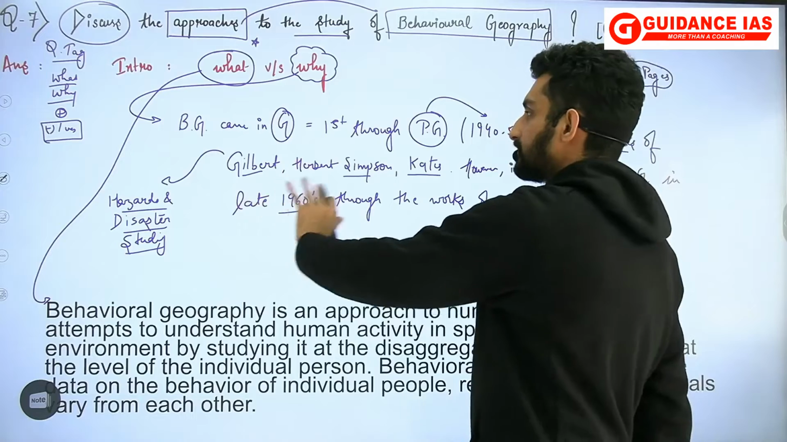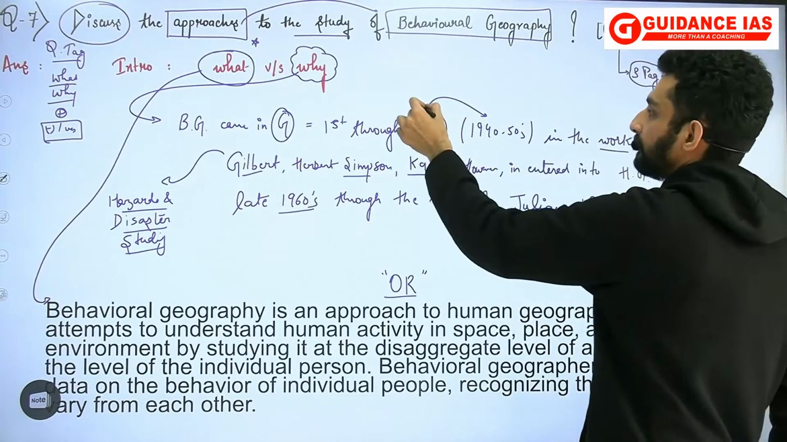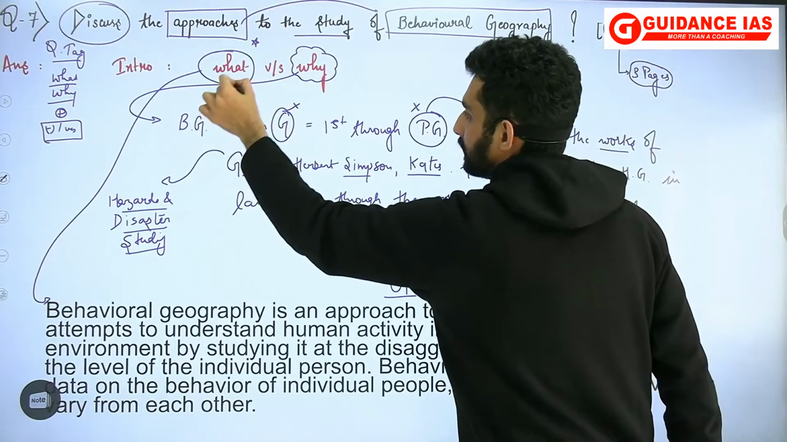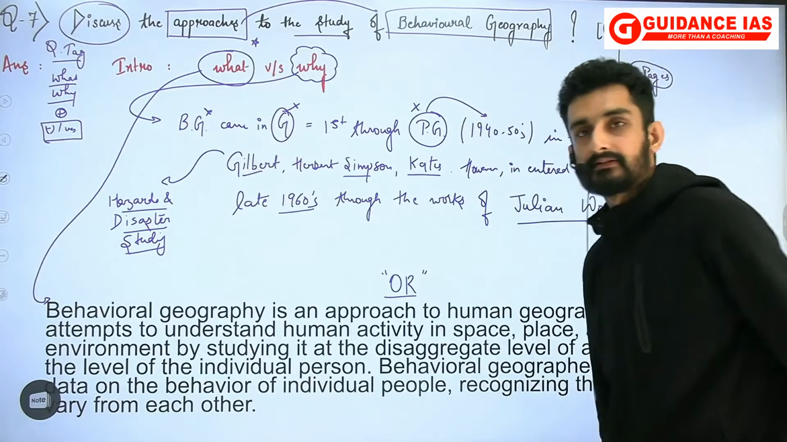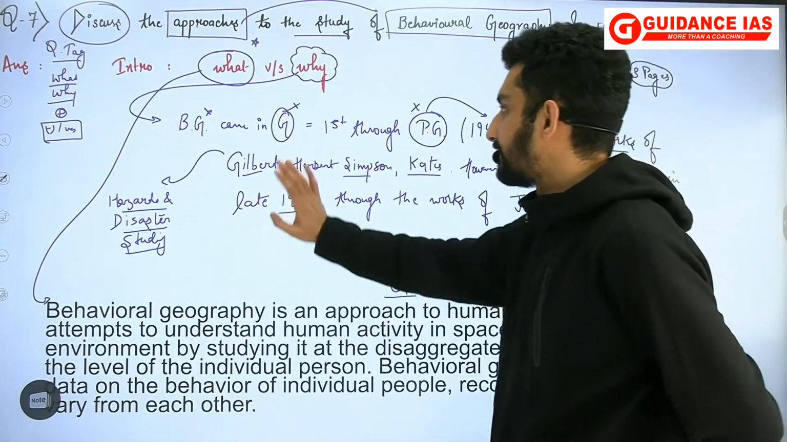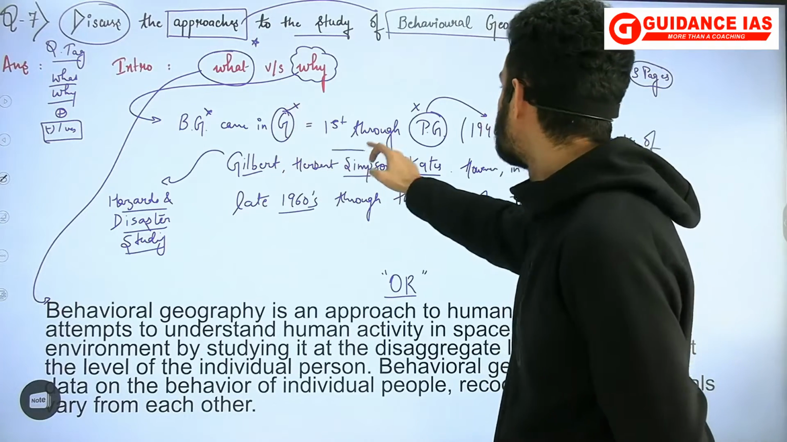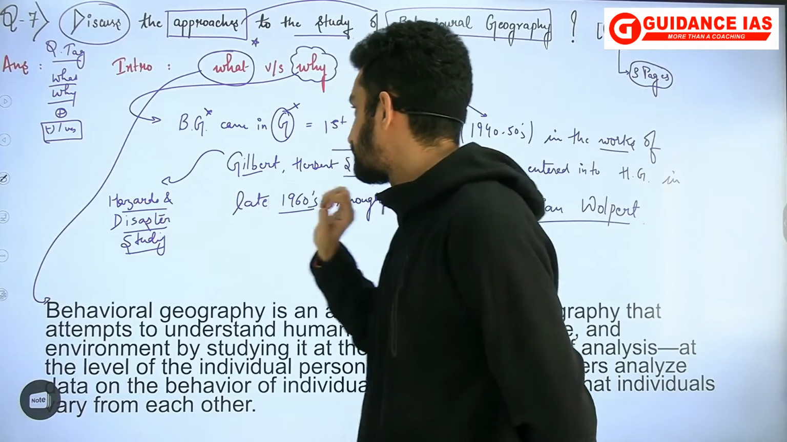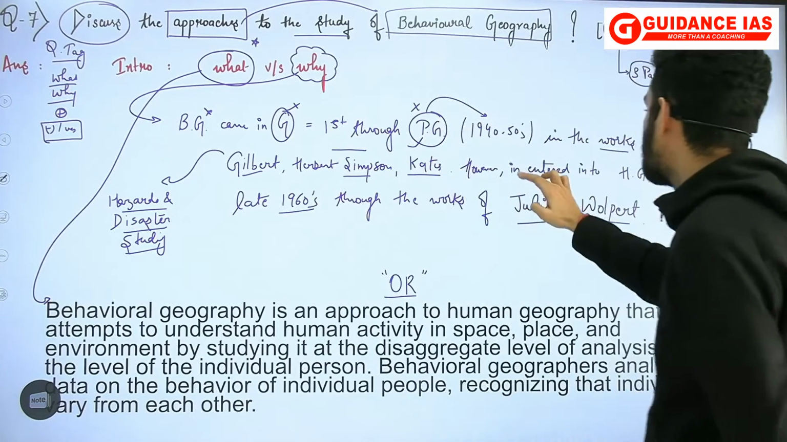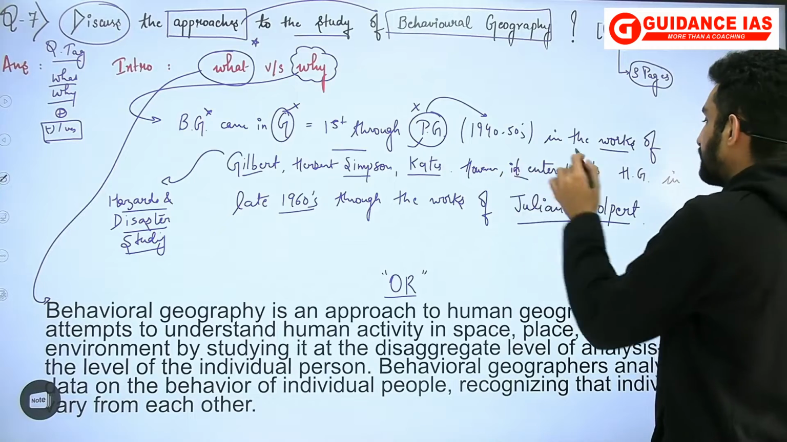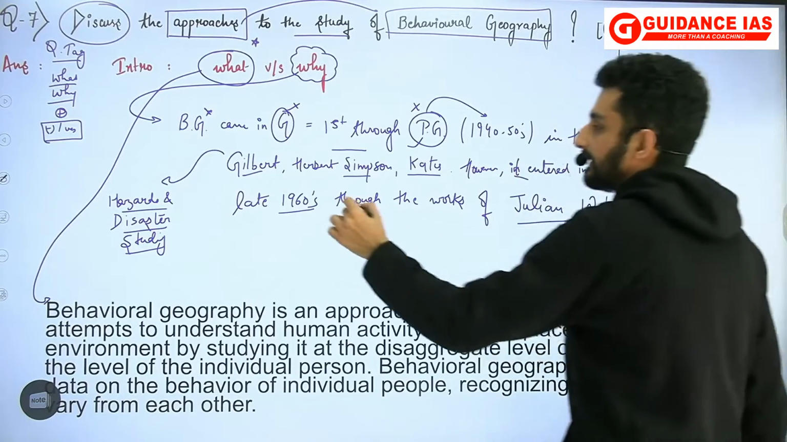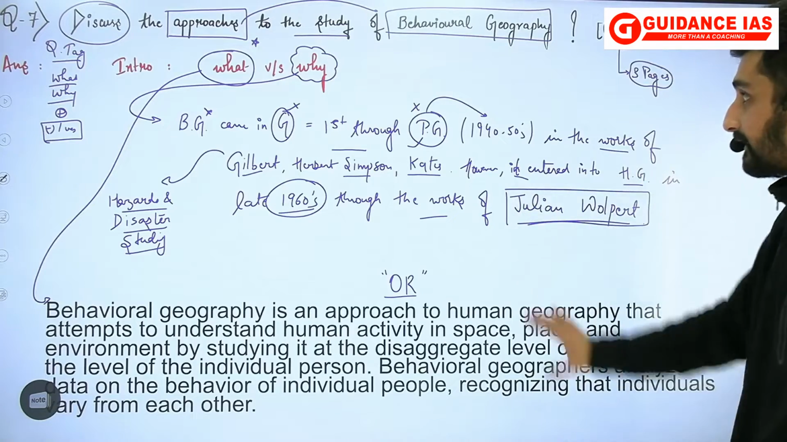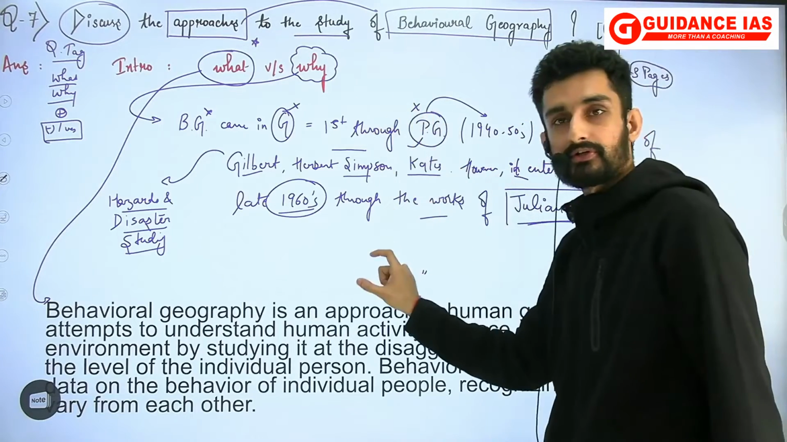You don't have to write that much, but at the same time, you also don't have to write the short forms. I am just writing short forms so as to have a good speed of the class. I hope it is clear. So you can first write behavioral geography came in geography first through physical geography in the works of Gilbert. In brackets you can write hazards and disaster studies, Simpson, Cates. However, it entered into human geography in the late 1960s through the works of Julian Wolpert. I hope it is clear. So this is a context-based why kind of introduction for your question.